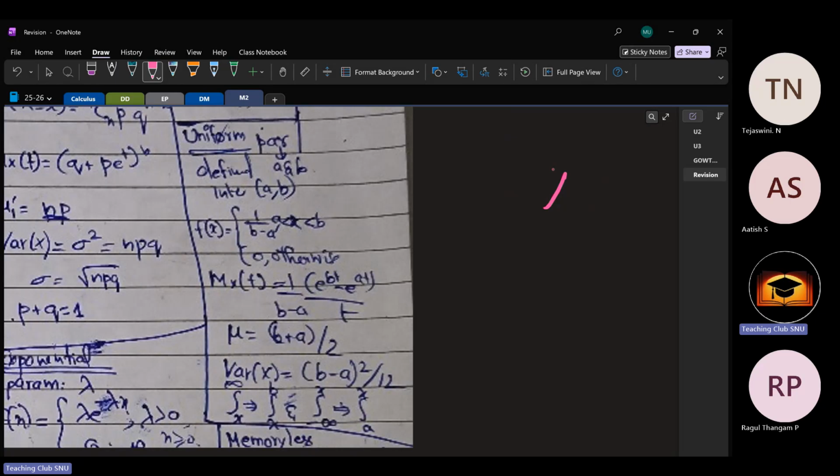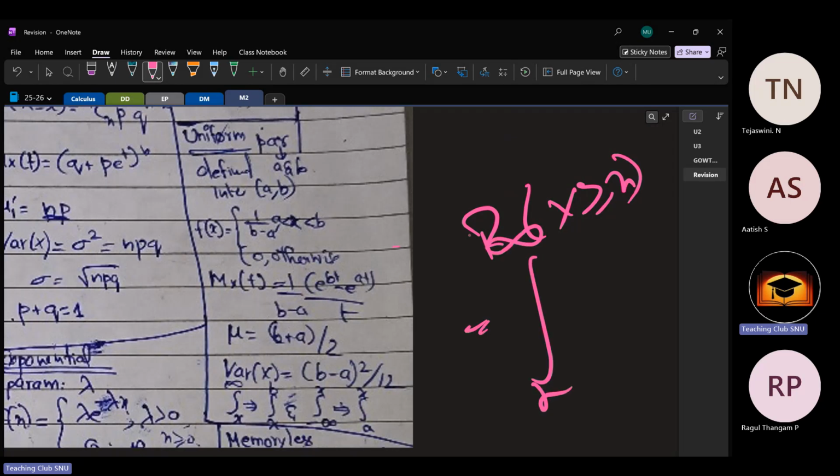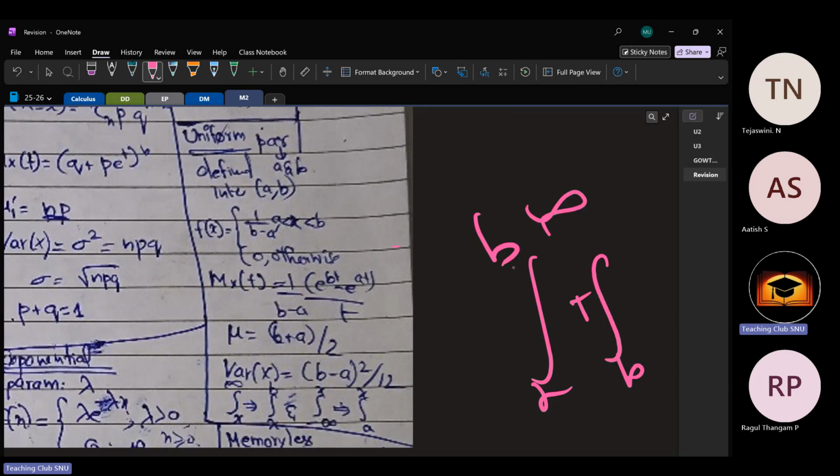Whenever they ask you probability of X greater than or equal to some value x, you usually take x to infinity. But x to infinity is not defined here. It is only defined till the end point B, which is the highest end point. So it will be x to B, and B to infinity will always be 0. So x to B will only be defined.